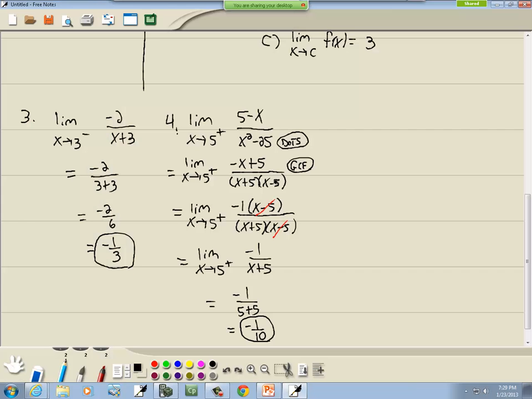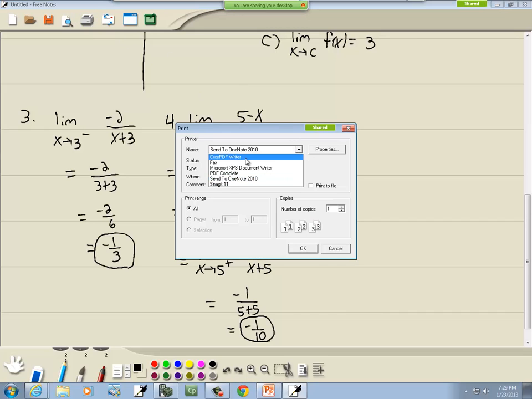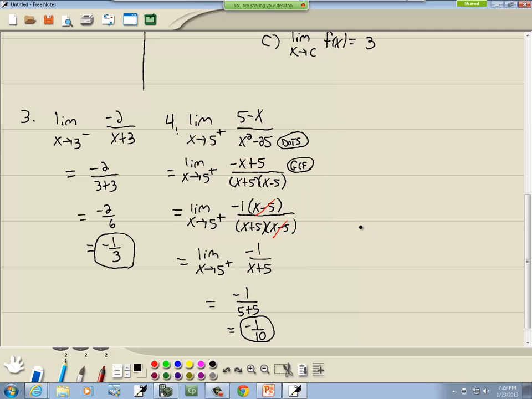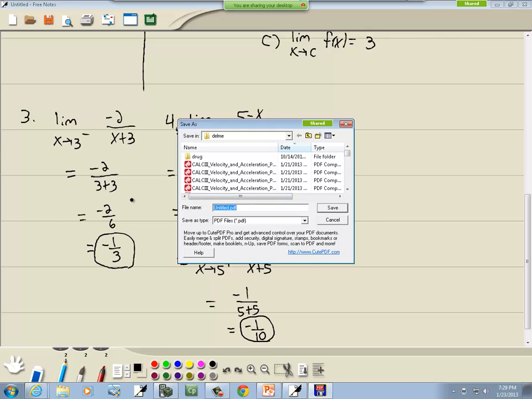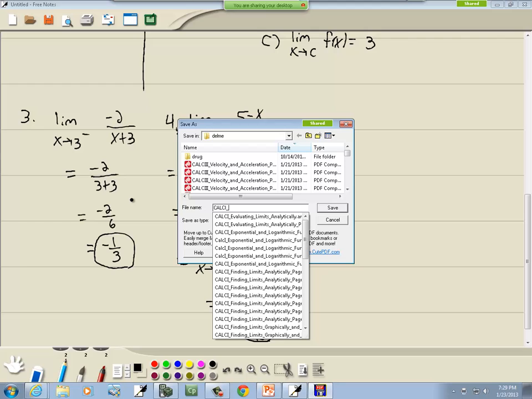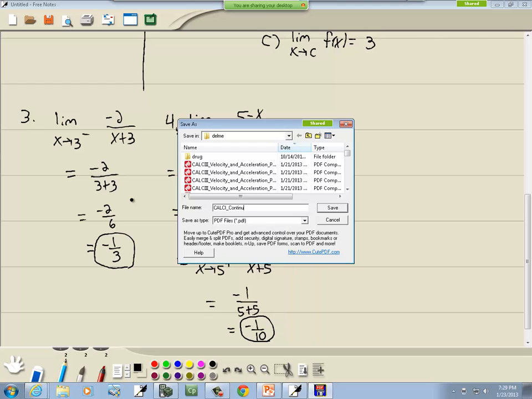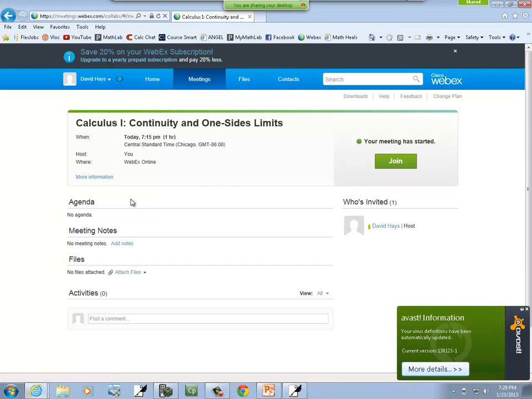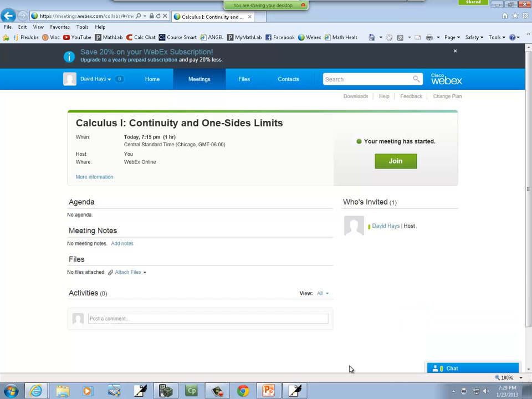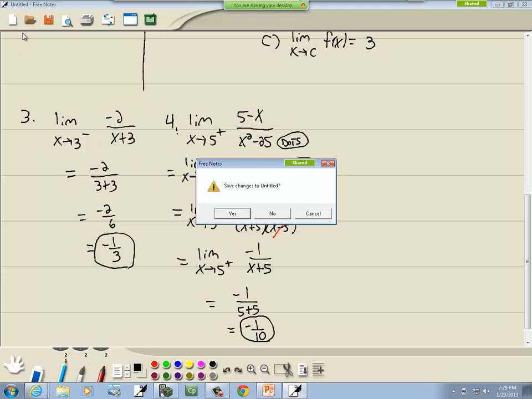I'm not sure if I have room for this one. Let me save this page, and then we'll take a look at that one. Okay, so we've got calc 1, continuity. Avast virus database has been updated. One-sided limits, page 01.pdf. There we go. Go away, Avast. Go away. There it goes. Wasn't wanting to go away.